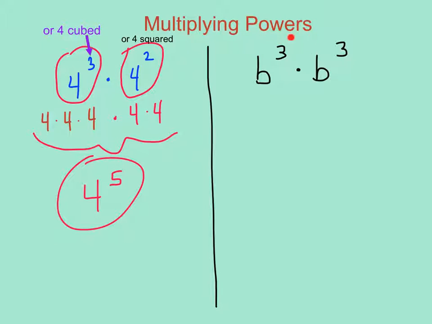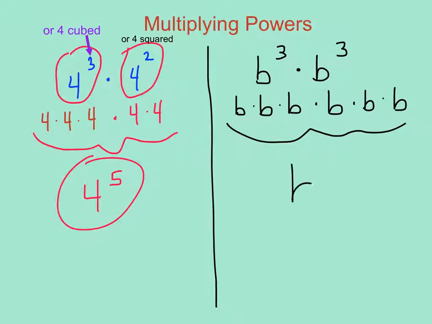So when I deal with exponents and variables, I'm going to solve this the same way. I know that this b to the third power is the same as this, and I know this b to the third power is the same as this, and I'm multiplying them together. So I can see that when I look at this, I have b to the sixth power here.